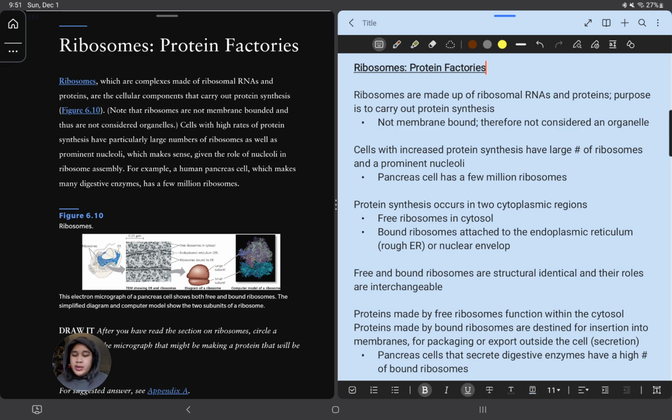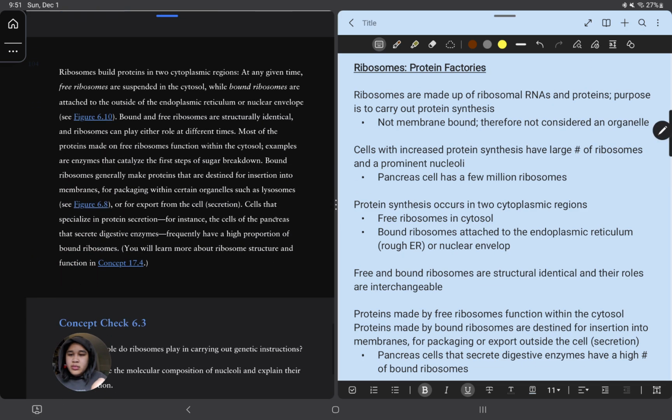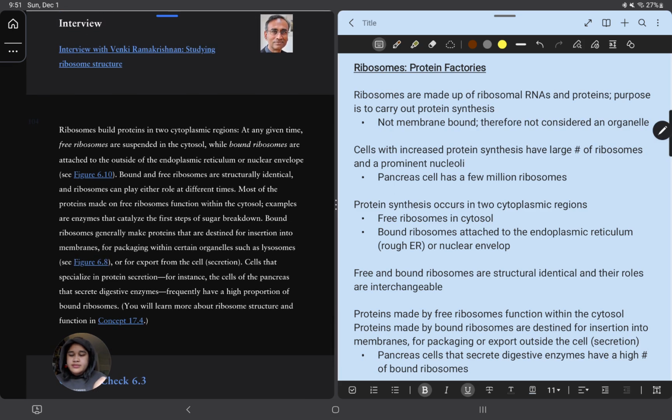For example, a human pancreas cell, which makes many digestive enzymes, has a few million ribosomes. Ribosomes build proteins in two cytoplasmic regions. At any given time, free ribosomes are suspended in the cytosol, while bound ribosomes are attached to the outside of the endoplasmic reticulum or nuclear envelope. Bound and free ribosomes are structurally identical, and ribosomes can play either role at different times.